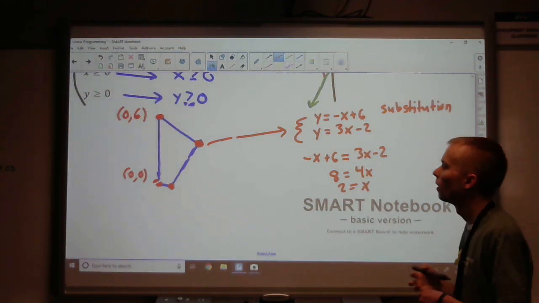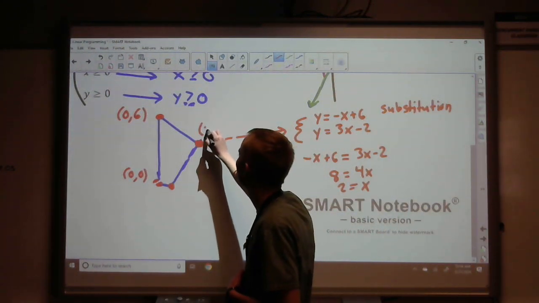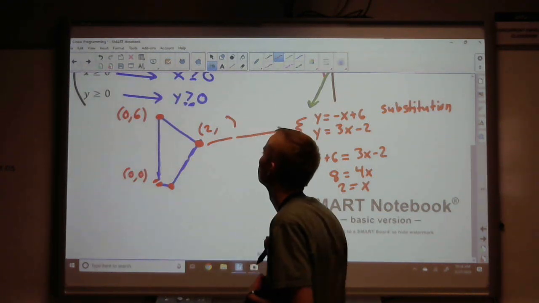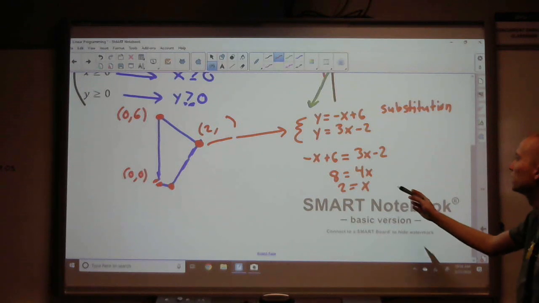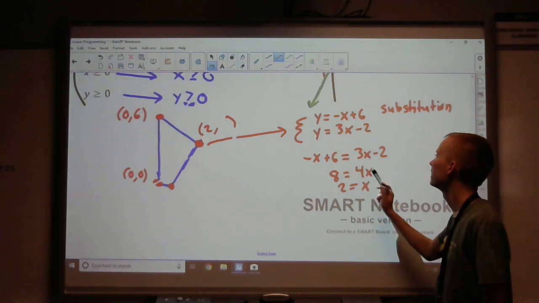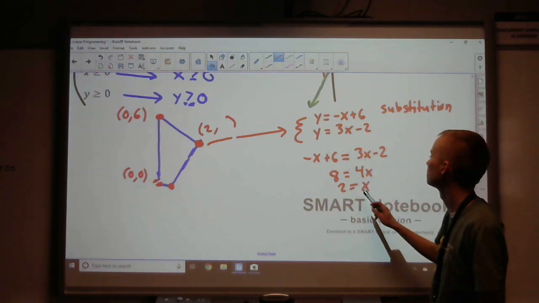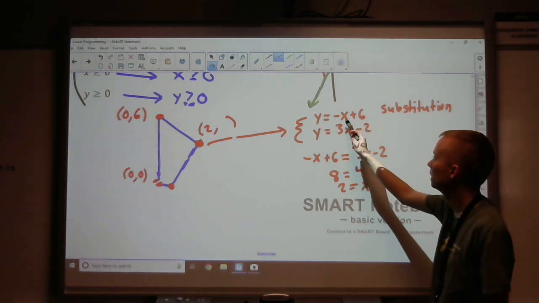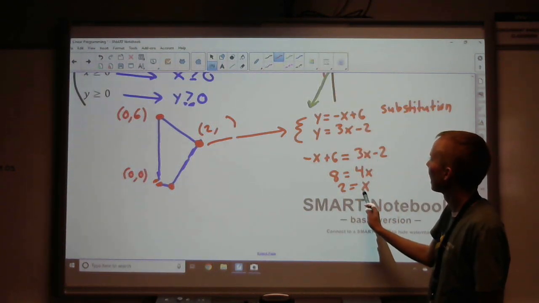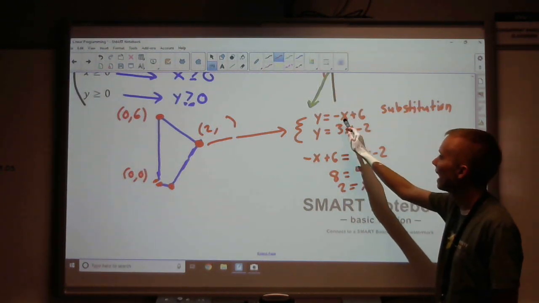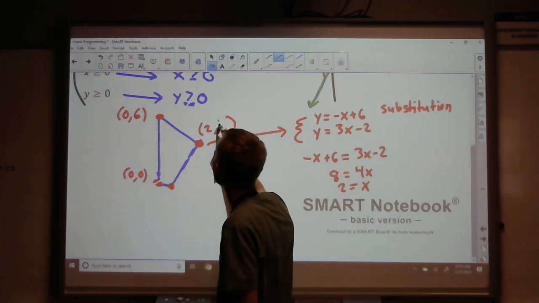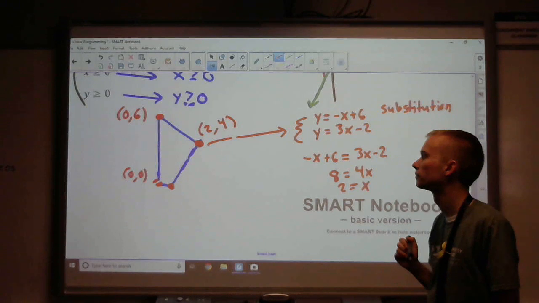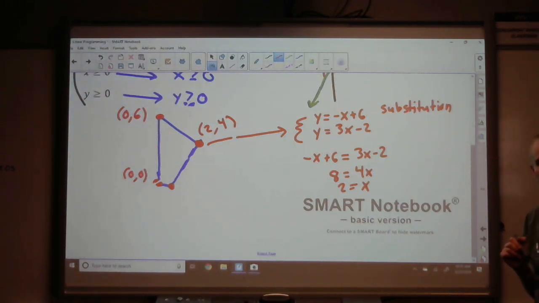So we know the x-coordinate of this point is going to be 2. The y-coordinate I can get by plugging in x into either one of these equations. So let's do the first one. We plug in x equals 2 into here, we get negative 2 plus 6. Negative 2 plus 6 is 4. Okay, so that's a 2, 4.